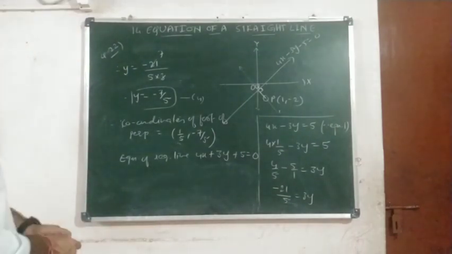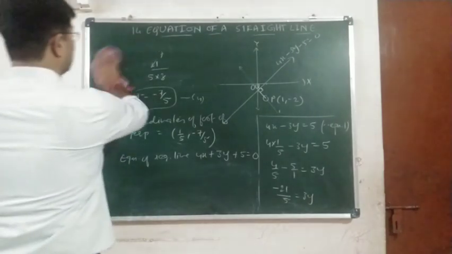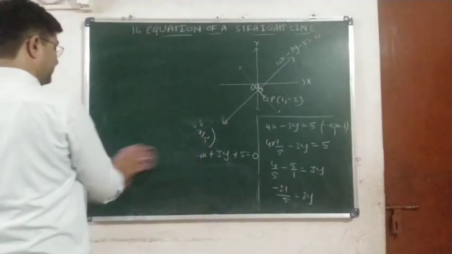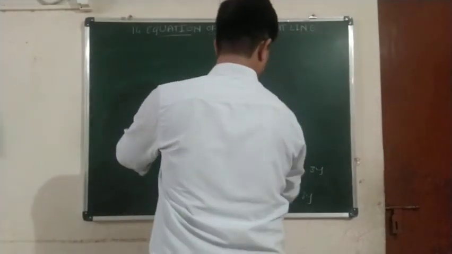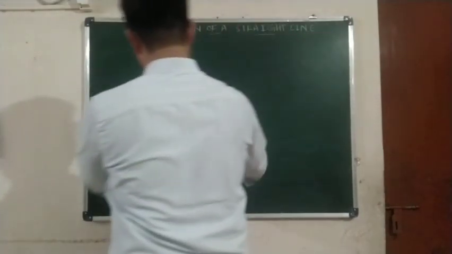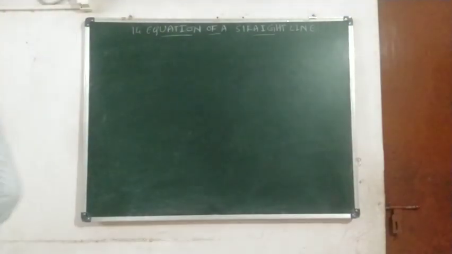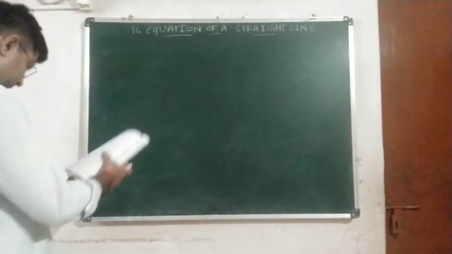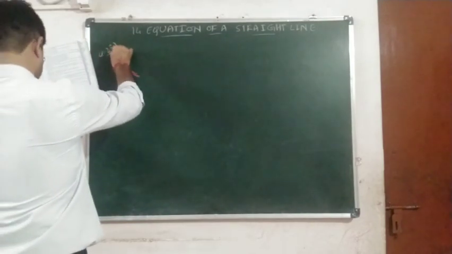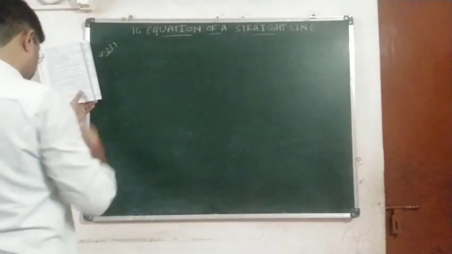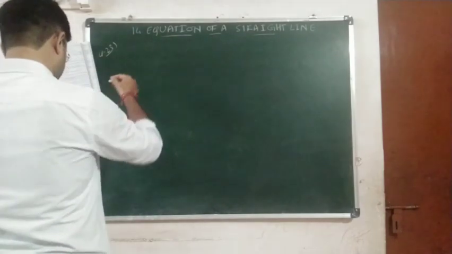Clear? Okay, so question number 22 is over. Now let us solve question number 23. Find the equation of the line which is perpendicular to the line.